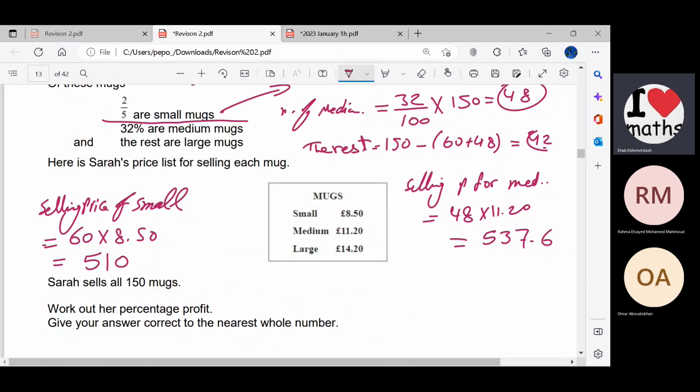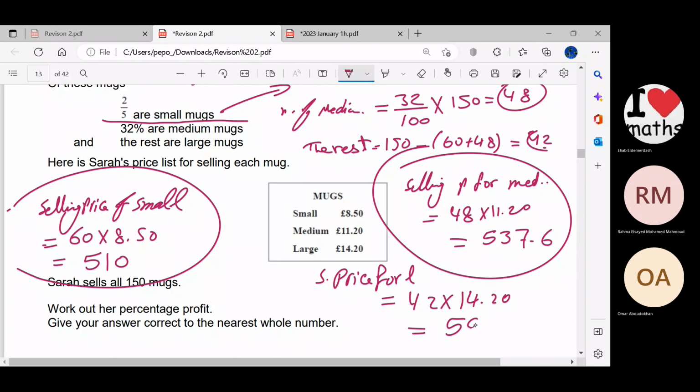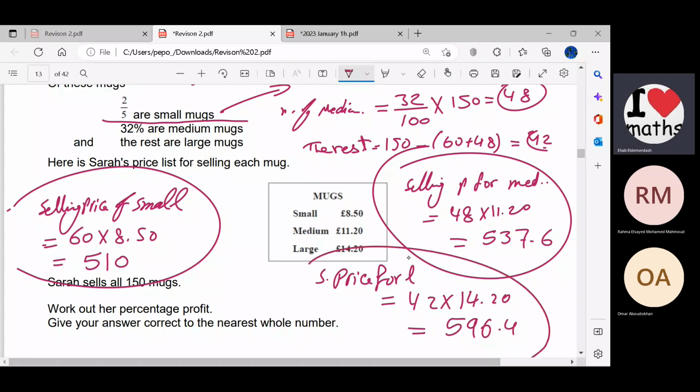Okay, here what we did is we found the selling price for the small, the selling price for the medium, and the selling price for the large, which was the remaining 42 multiplied by 14.20. What was the price? 0.4. So we get the price of the small, the price of the medium, and the price of the large.